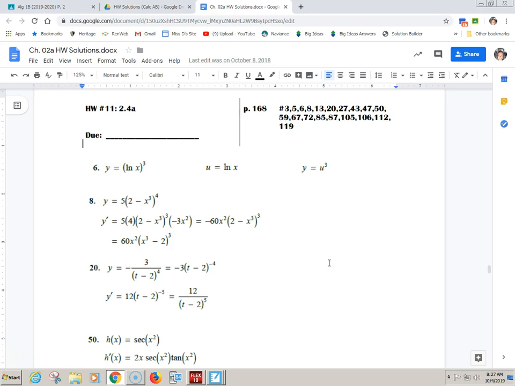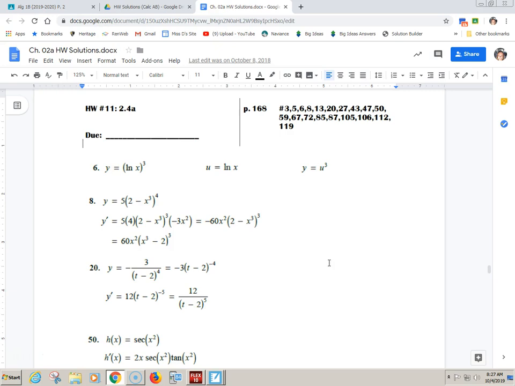Here we go, number 6. All you were doing was writing it the snazzy way with u's. Oh, hey, it's a u cubed, where u is ln. They wrote it backwards from what I would have done. I would have gone here first and then the other. They just went the other way. Either way, it's a u cubed where u is ln.